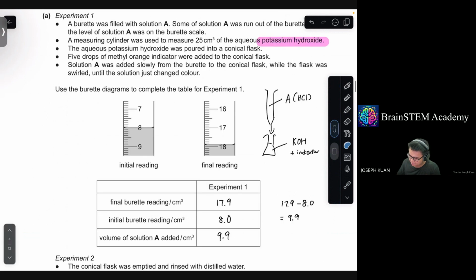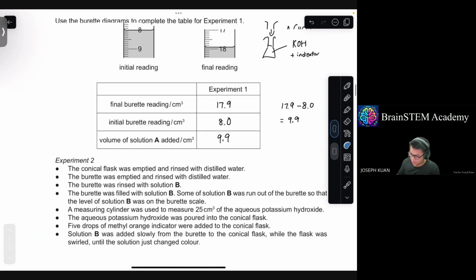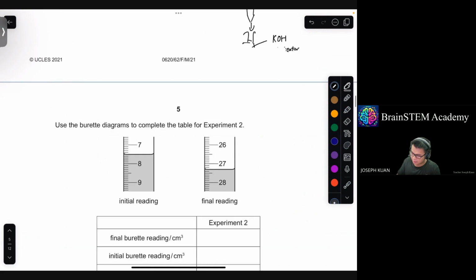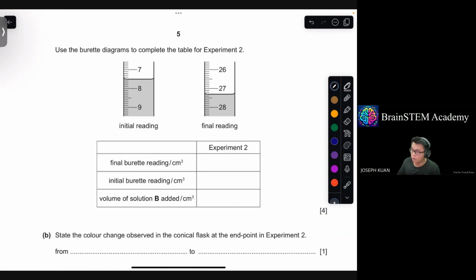It's the exact same setup, right? But this time you're using B in the burette. So let's see. Use the burette diagrams to complete the table for experiment 2. Let's read it. The final reading is 27.3. The initial burette reading is 7.5. Hence, the volume of solution B added is 19.8 cubic centimeters.